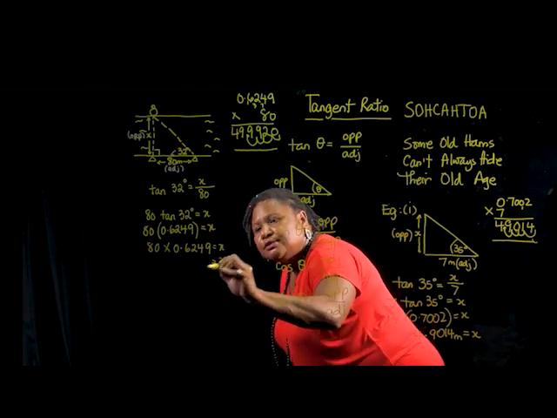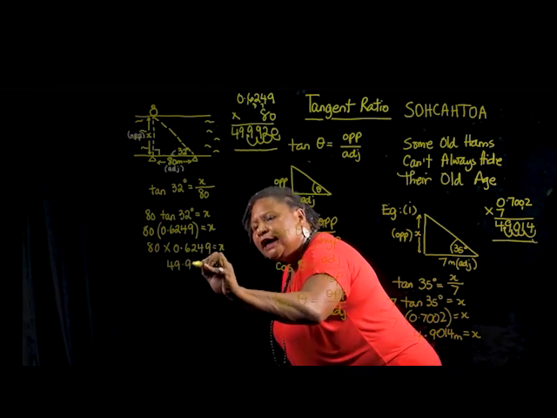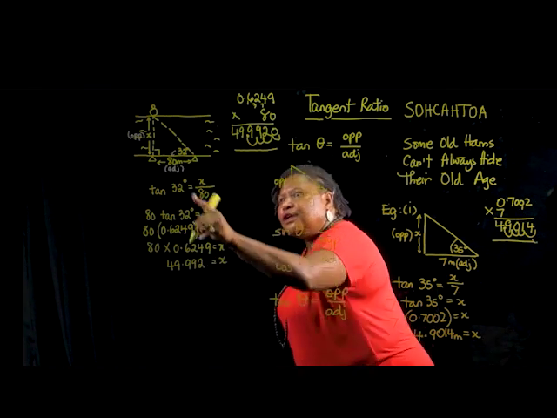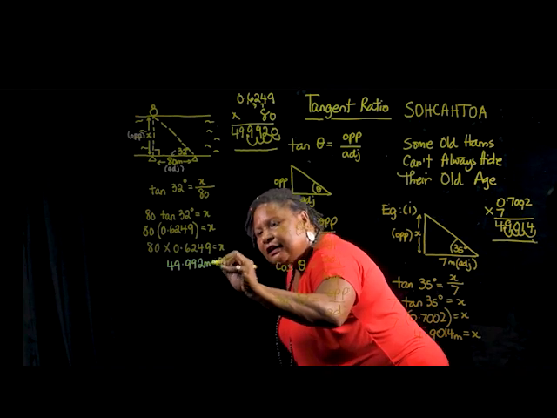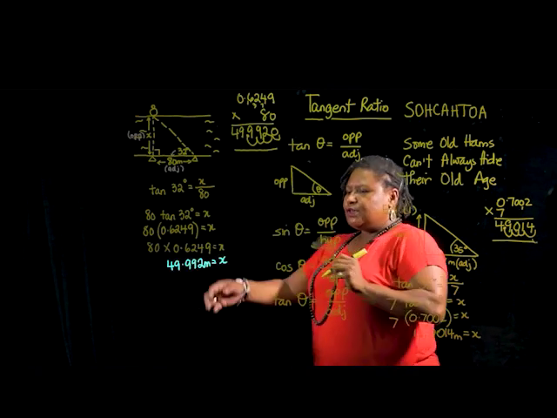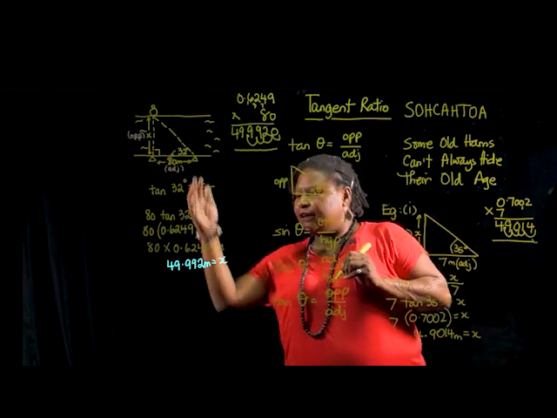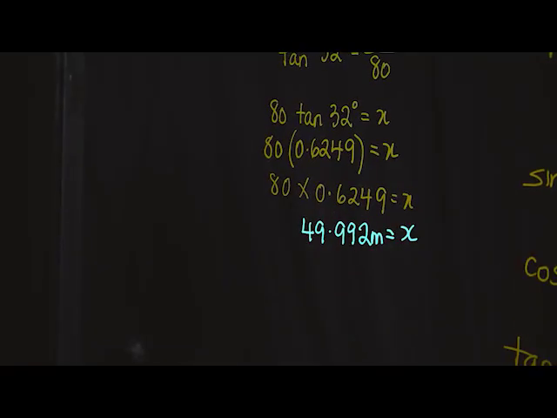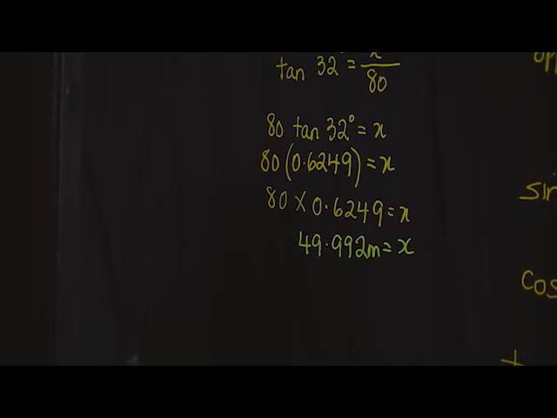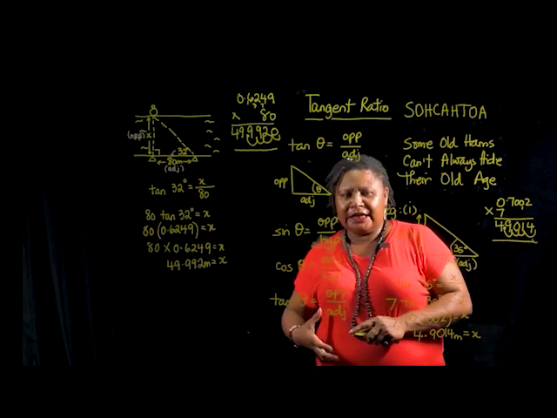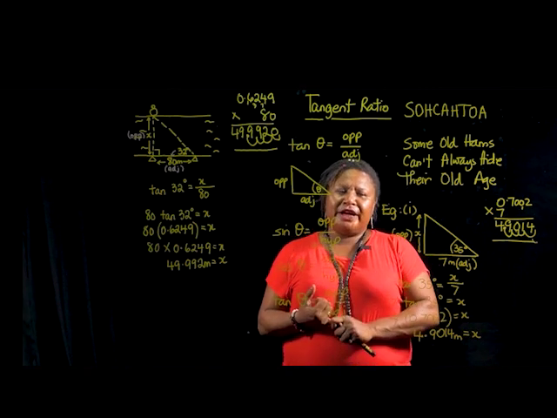Okay, let's put that down. x is equal to 49.992 in meters, from our measurements here. All right, so what does this mean? The width of the river is 49.992 meters wide.